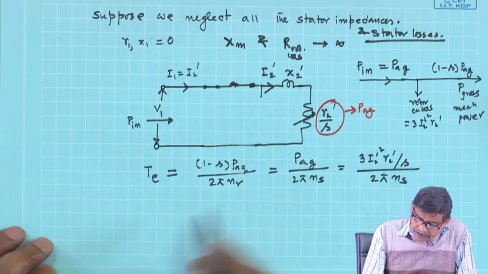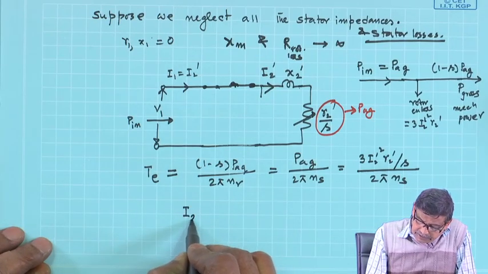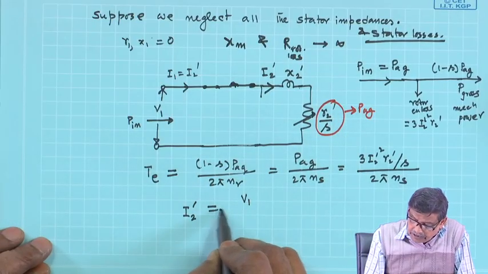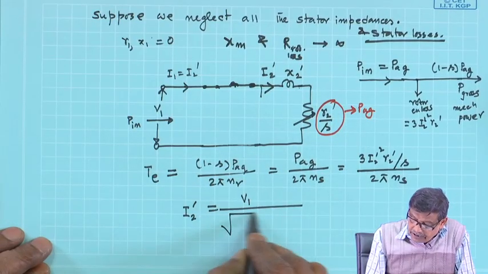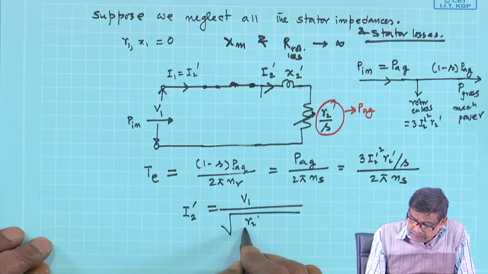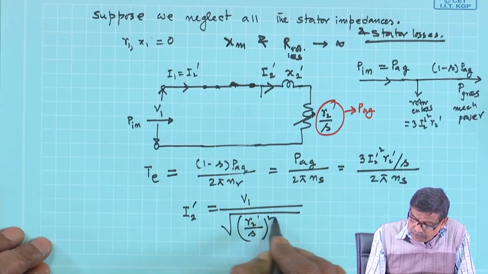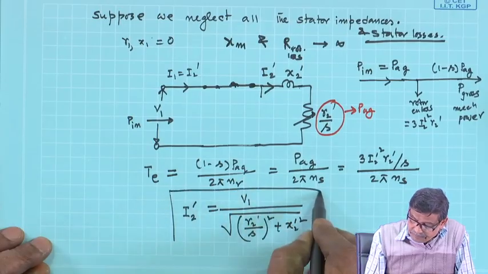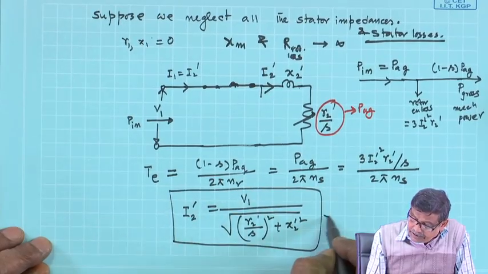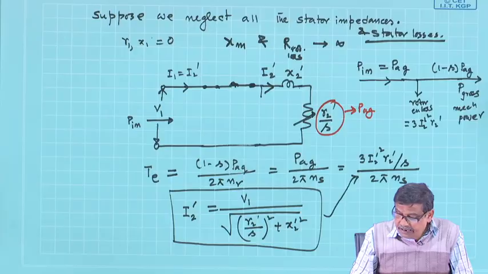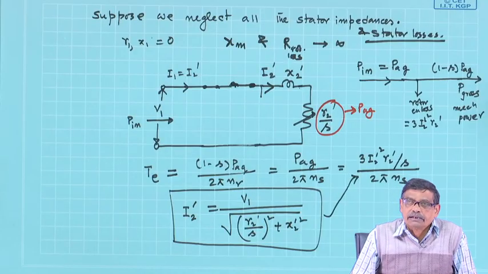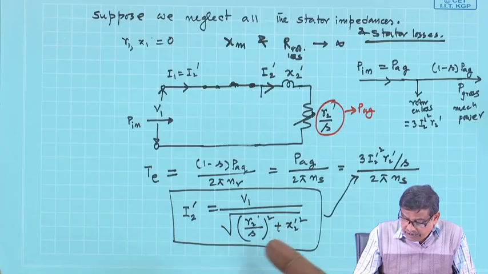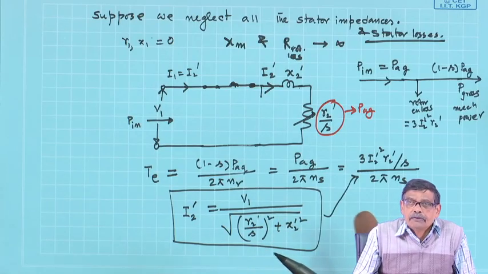Now, in this particular case I2 dashed is nothing but V1, RMS value of that, divided by the square root of R2 dashed by S whole square plus X2 dash squared, and I will put it here and get the expression of the electromagnetic torque in the next class. You can in the meantime try on your own. Okay. Thank you.